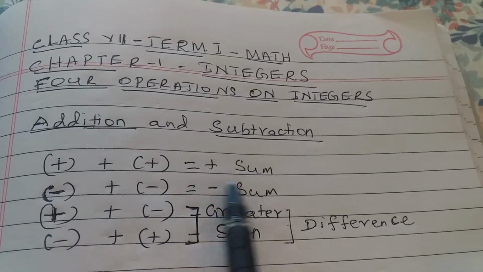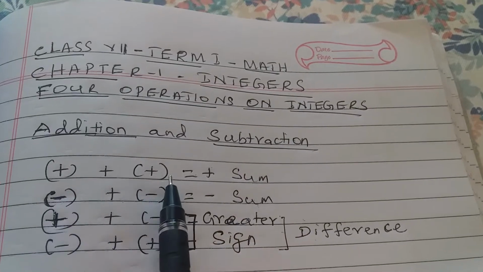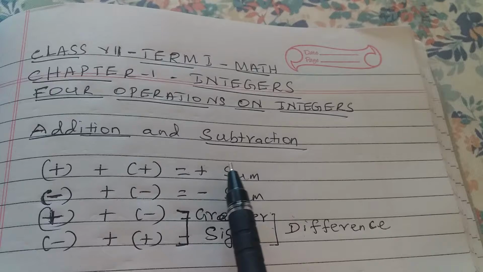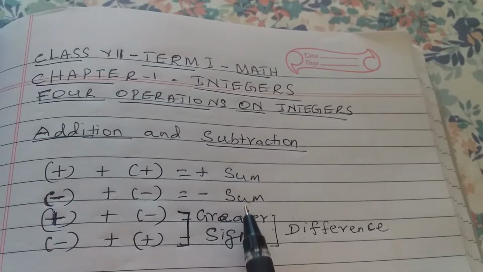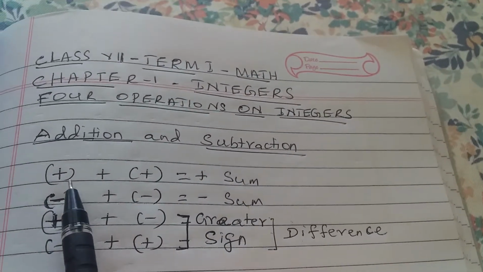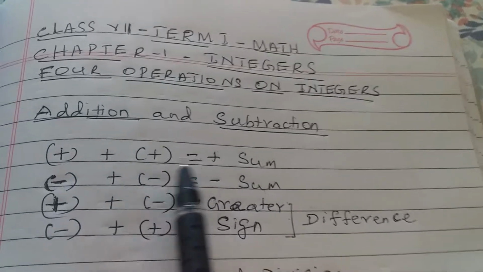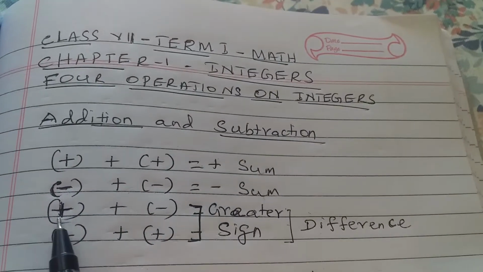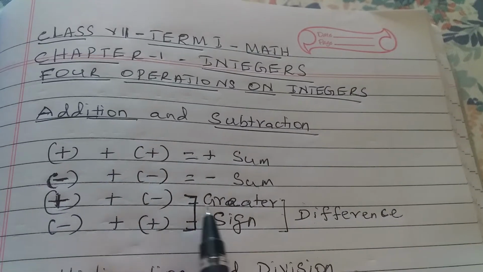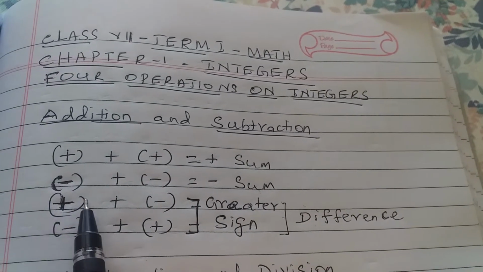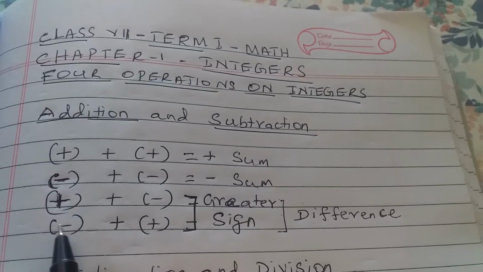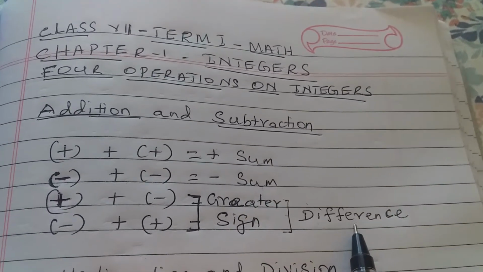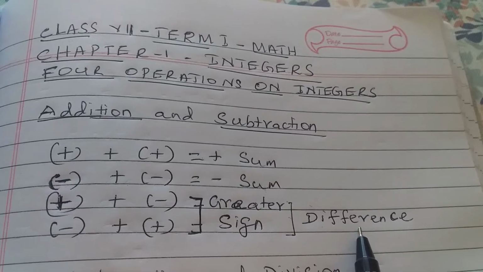So addition and subtraction: when you add two same signs, both positive or both negative, we find their sum. Sum means we add them and put the same common sign. If both are positive, you put plus, and if both are negative, you put minus. And if the signs are different, we put the sign of the greater number. If positive is greater, we put plus. If negative is greater, we put minus. And then we find the difference between the numbers. Difference means we have to subtract the numbers.